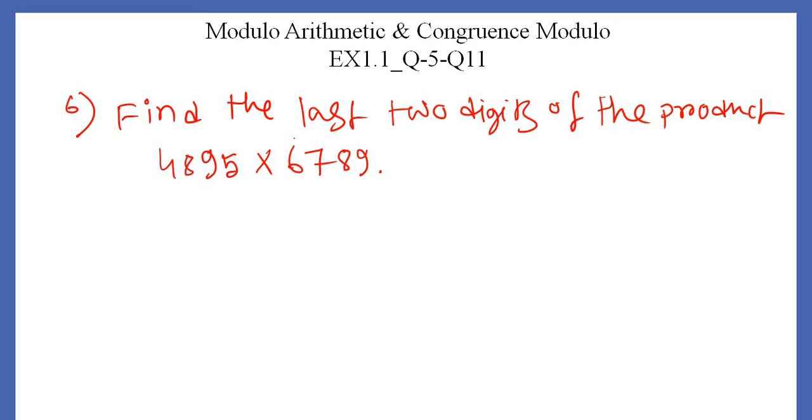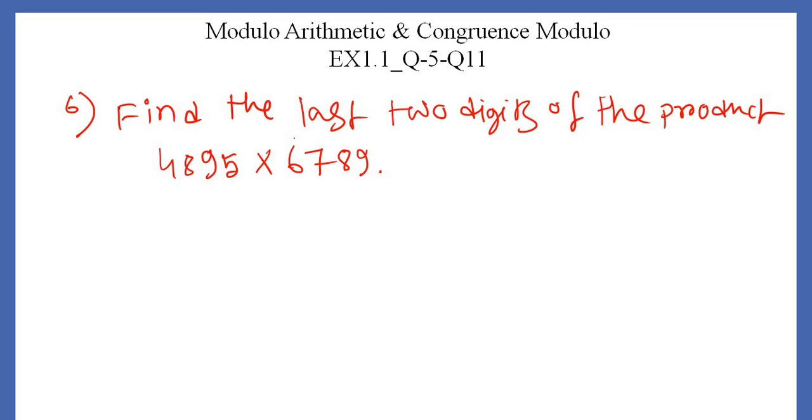Always remember this. You can do it very easily, okay. Very easy question. You just have to remember the trick to solve this type of question. Now here you have to find the last 2 digits of this product. If you multiply 4895 with 6789, then you will get a huge number, okay. That would be complicated and time taking. So to avoid this, we apply the concept of congruence modulo.